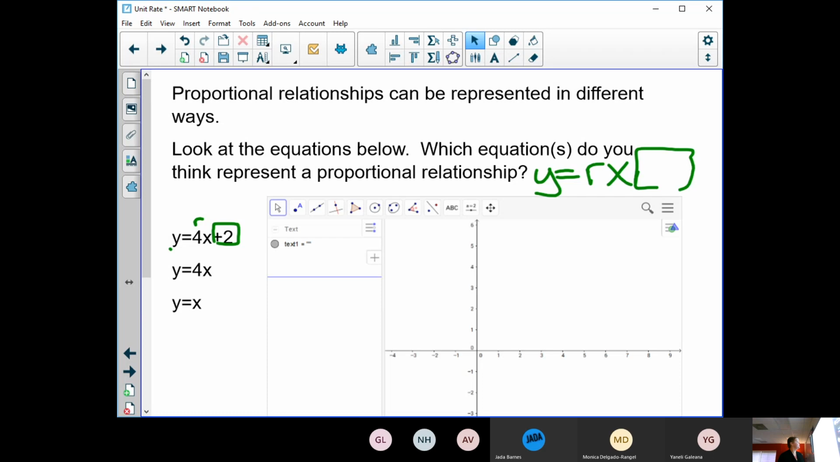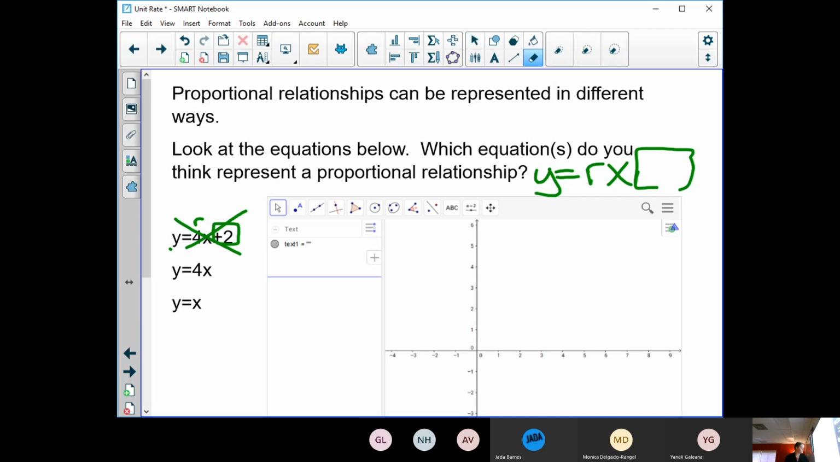It is not proportional. Because if I were to graph this, it would cross through the point y equals 2, and proportional relationships have to cross through the origin. And this one, 4x plus 2, would not. So this one is not proportional.